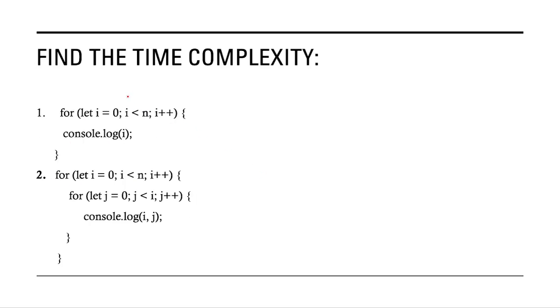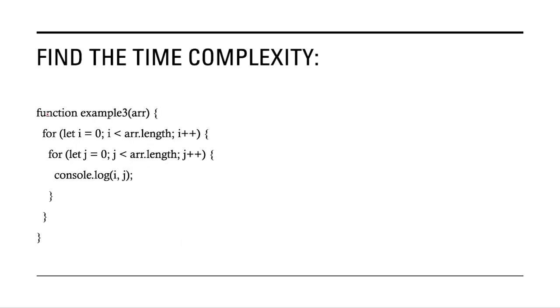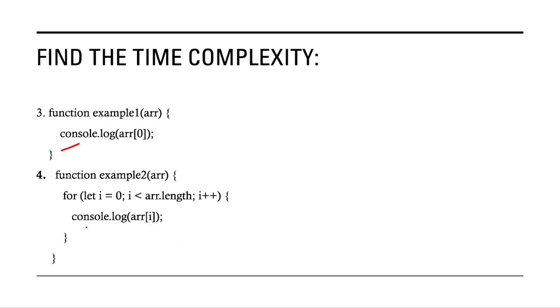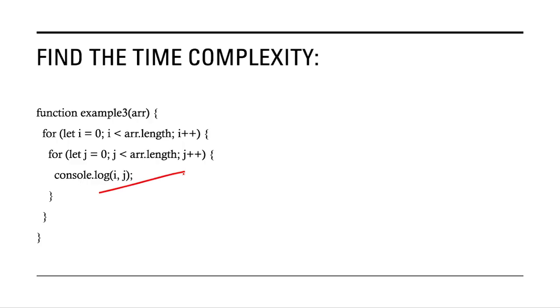So these are some problems, you have to solve them yourself and comment down the answers, what is the time complexity of each. Like here it runs a simple for loop from 0 to n, so its time complexity is O(n). Next you have to solve this and also comment down the time complexity for the second, third, fourth and fifth.